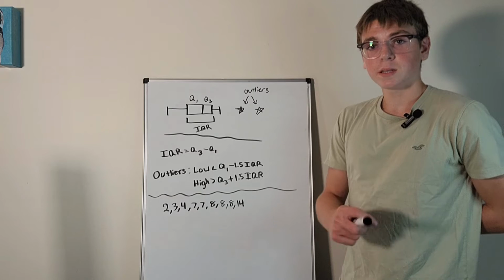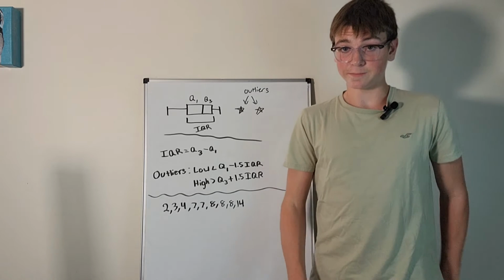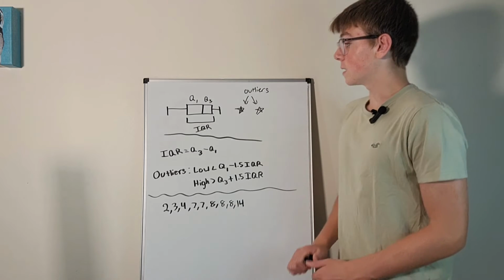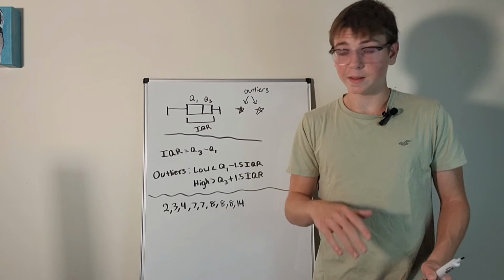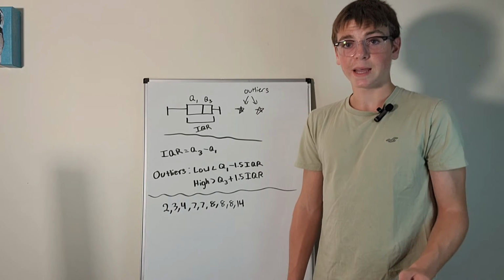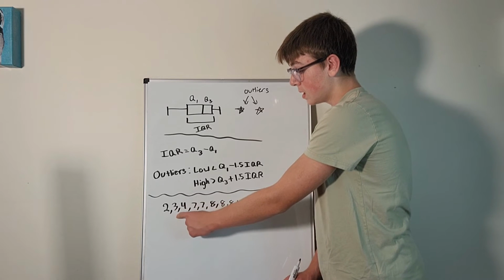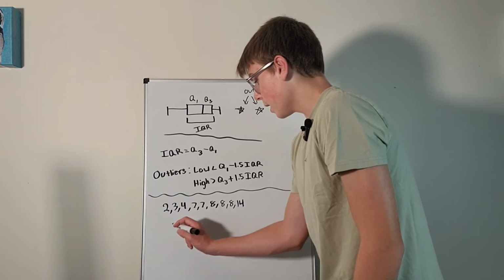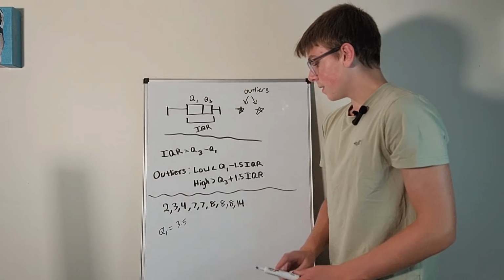So our data set has 10 points. We have 2, 3, 4, 7, 7, 8, 8, 8, 14. So let's get started with finding our Q1, our quartile 1. Like I said, quartile 1 is the 25th percentile, so 25% of points are less than it. Since we have 10 points, each of these points is 10%. So this is 10%, 10%, this is really 20%, and then this is 30%. So I'm going to take the average of these 2 points to get more accurate, and Q1 equals 3.5.